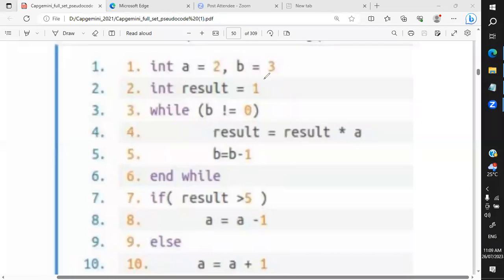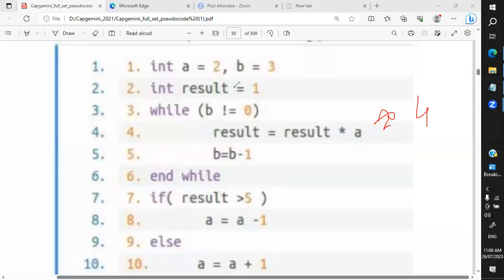Just see the question if you haven't got it. A is 2, B is 3, result equal to 1. While B not equal to 0, result equal to result into A. That means result was initially 1. 1 into A, 1 into 2. So result will become 2. Next B is equal to B minus 1. B was 3. That will become 2. Now 2 not equal to 0, true. Enters inside. Result was already 2, 2 into 2 again, which is nothing but 4.